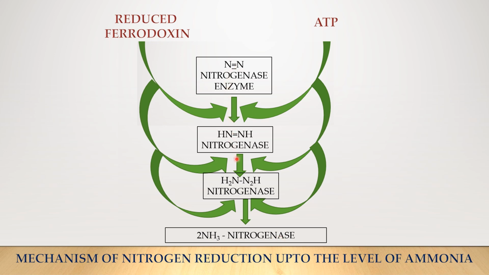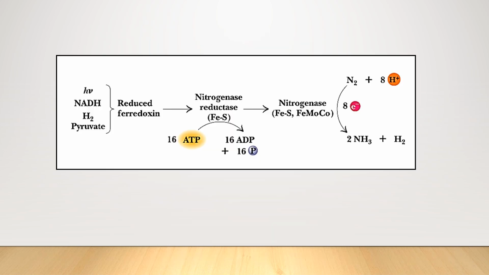So this is how systematically the nitrogenase enzyme converts nitrogen to ammonia. Here you have the pyruvate, hydrogen, NAD, they reduce the ferredoxin, and you have the nitrogenase reductase. This nitrogenase reductase consumes the energy, and then the nitrogenase comes into action, which takes up the electrons which are released and the protons, and finally converts the nitrogen into ammonia.